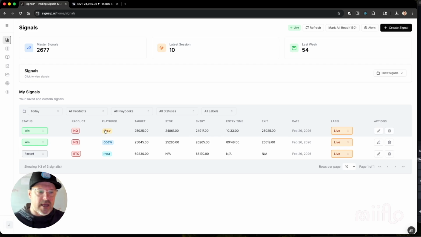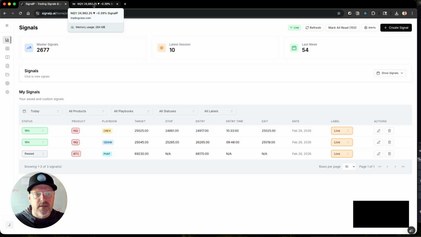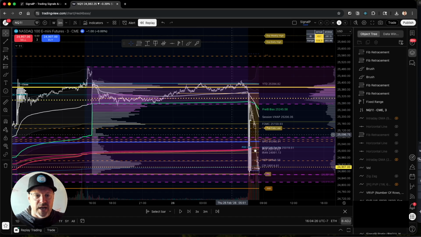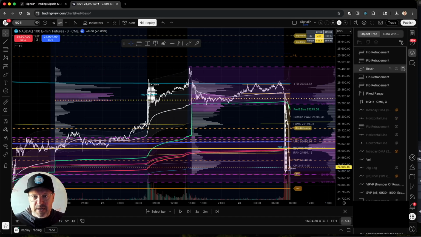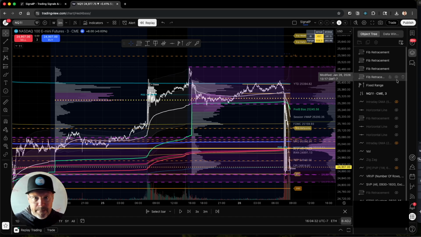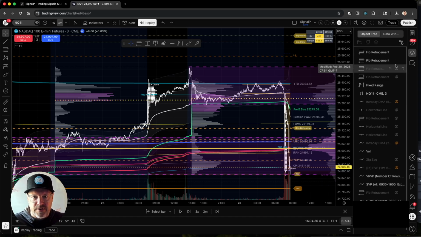So we're going to go back and take a look at this trade and kind of walk through what's the idea, what's the rationale around that. So let's clear the deck here a little bit and make this a little bit easier to understand. So let's get rid of some of this stuff here.